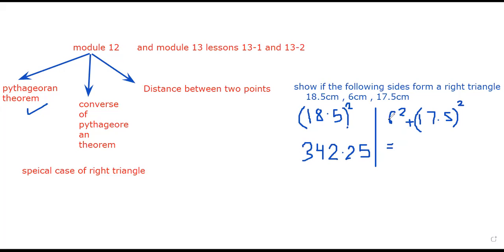But if I ask you to classify the triangle, it will be different. Let me show you how. In this question, we pick up the greatest one on the left-hand side and put 18.5 to the power of 2. The answer was 342.25. On the opposite side, we have 6 to the power of 2 plus 17.5 to the power of 2.